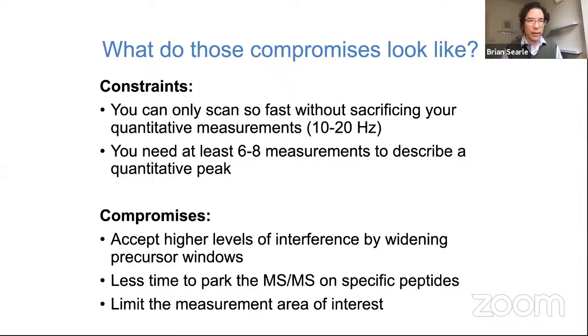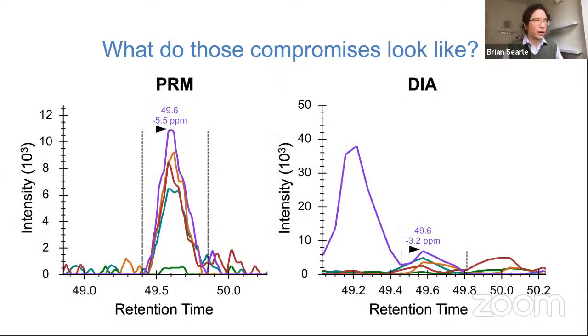So rather than being able to measure any type of peptide, usually we have to think about a narrower window scheme where we're only measuring peptides from 400 to 1200 or 400 to 1000 or something like that. So what do these compromises actually look like?